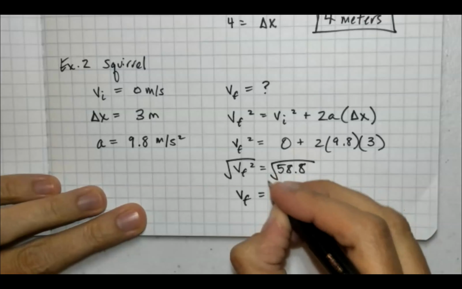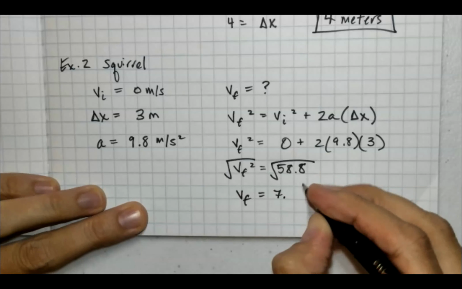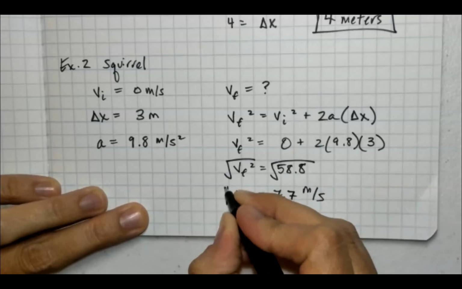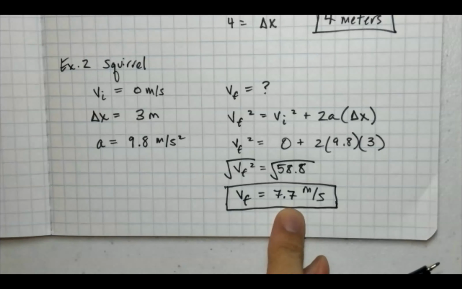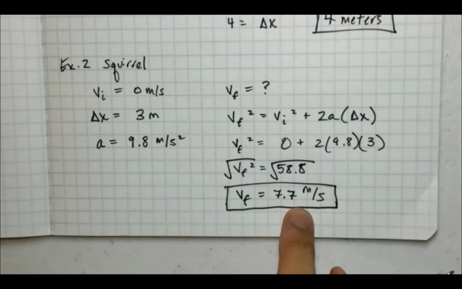And I get 7.668. So I'm just going to round it to 7.7 meters per second. Again, in this class, I'm not real concerned about significant digits. Those come into play more when you're working on labs where you need to calculate an estimated error and things like that. When you're just doing problem solving, it's not as necessary. So I just rounded to one number after the decimal place, and I got 7.7 meters per second.